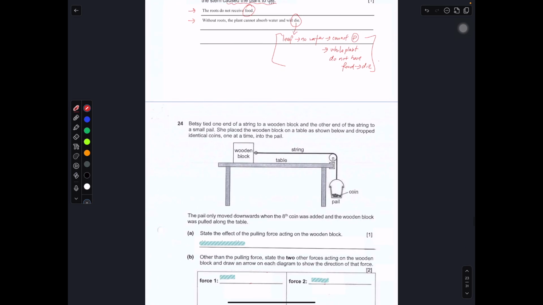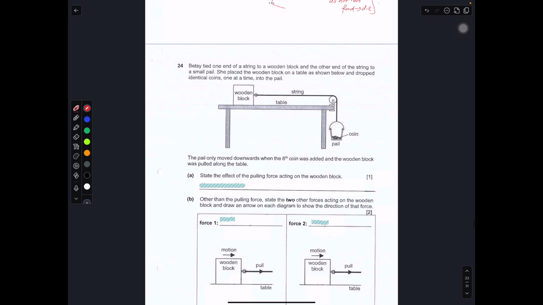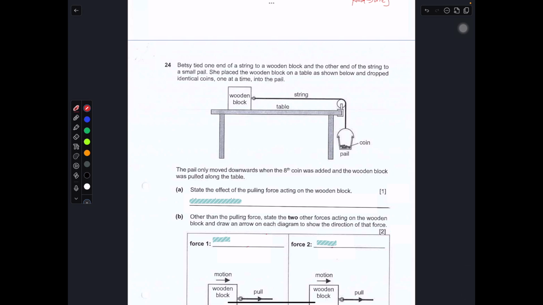Okay, so let's move on to the last question. Betsy ties one end of the string to a wooden block and the other end to a small pail. She places the wooden block on the table as shown and drops identical coins one at a time. The coins will try to pull the wooden block in this direction. The pail only moved downwards when the 8th coin was added, and the wooden block was pulled on the table.